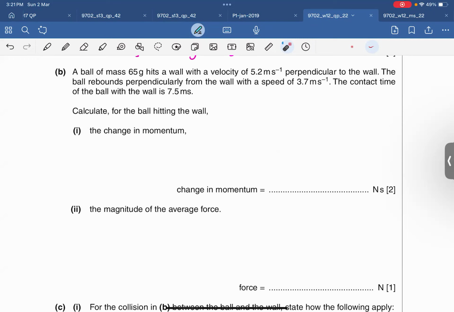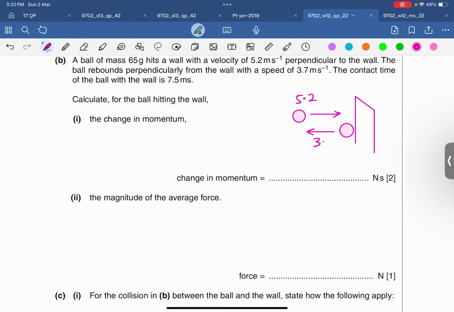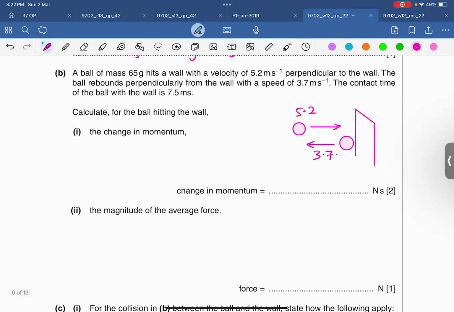A ball of mass 65 grams hits a wall with velocity 5.2 m/s perpendicular to the wall. The ball rebounds perpendicularly from the wall with a speed of 3.7 m/s. The contact time of the ball with the wall is 7.5 ms. Calculate the change of momentum of the ball hitting the wall. So if they say it approaches and leaves, right? What is the formula for change in momentum?